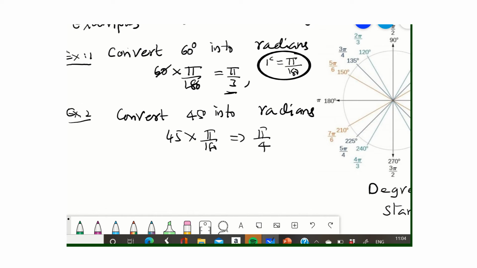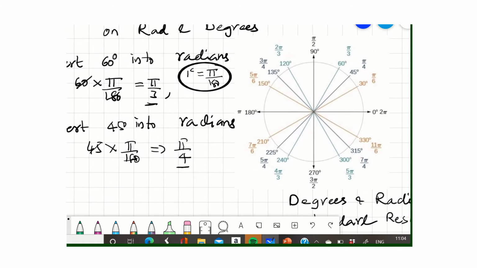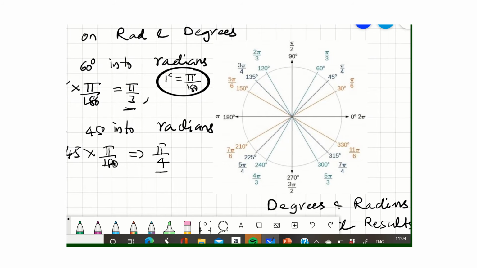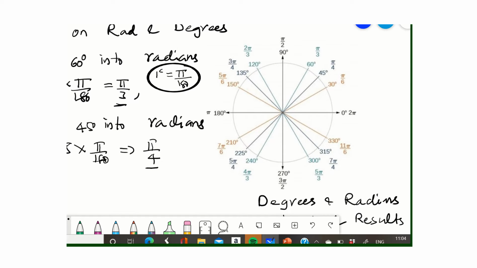The simple example I am giving, convert 45 degrees into radians. So by using pi by 180, so 45 into pi by 180. So here 45 gets cancelled, which is nothing but pi by 4. So this is the way you can convert degrees into radians. So here you can see the complete picture, which will give standard conversions of degrees and radians. We can say standard results here.